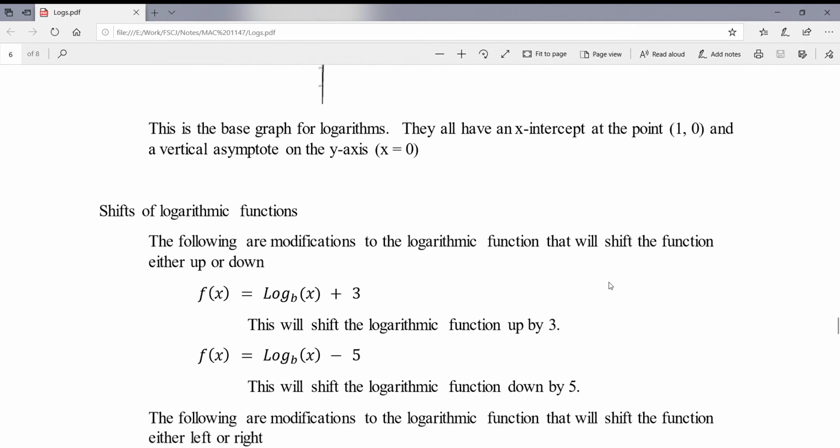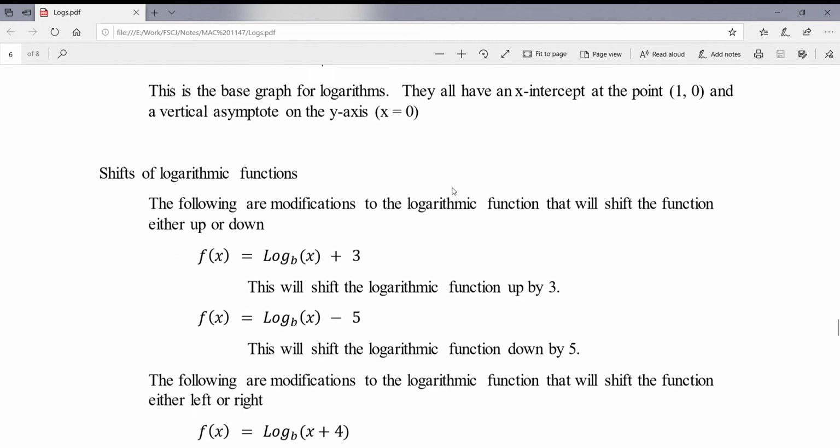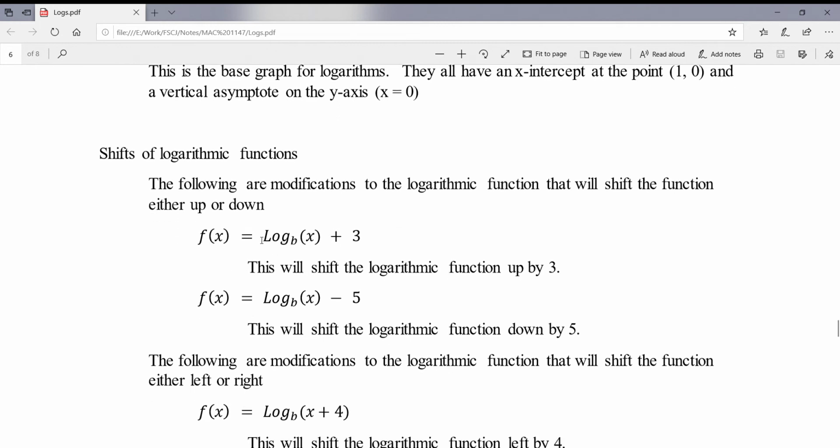So let's take a look at shifts of logarithmic functions. The following are modifications to the logarithmic function that will shift the function either up or down. If I have f of x equal to log base b of x plus 3, the plus 3 is not inside the logarithm, so this will shift the logarithmic function up by 3. If I have f of x equal to log base b of x minus 5, the minus 5 is not inside the logarithm, so this will shift the logarithmic function down by 5.